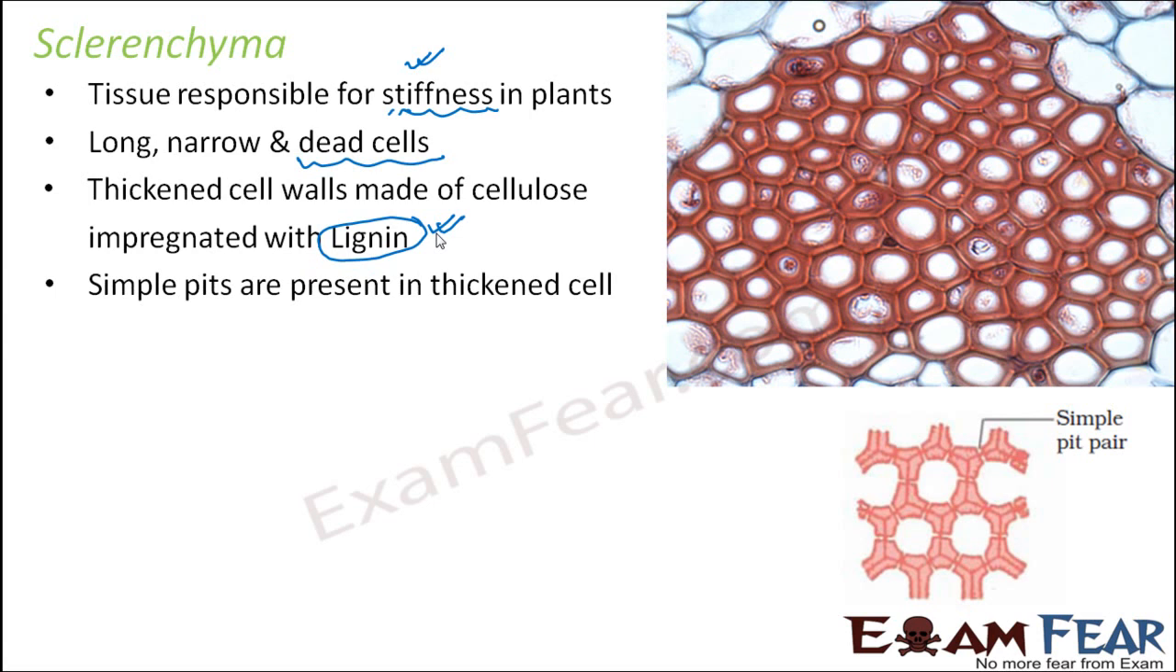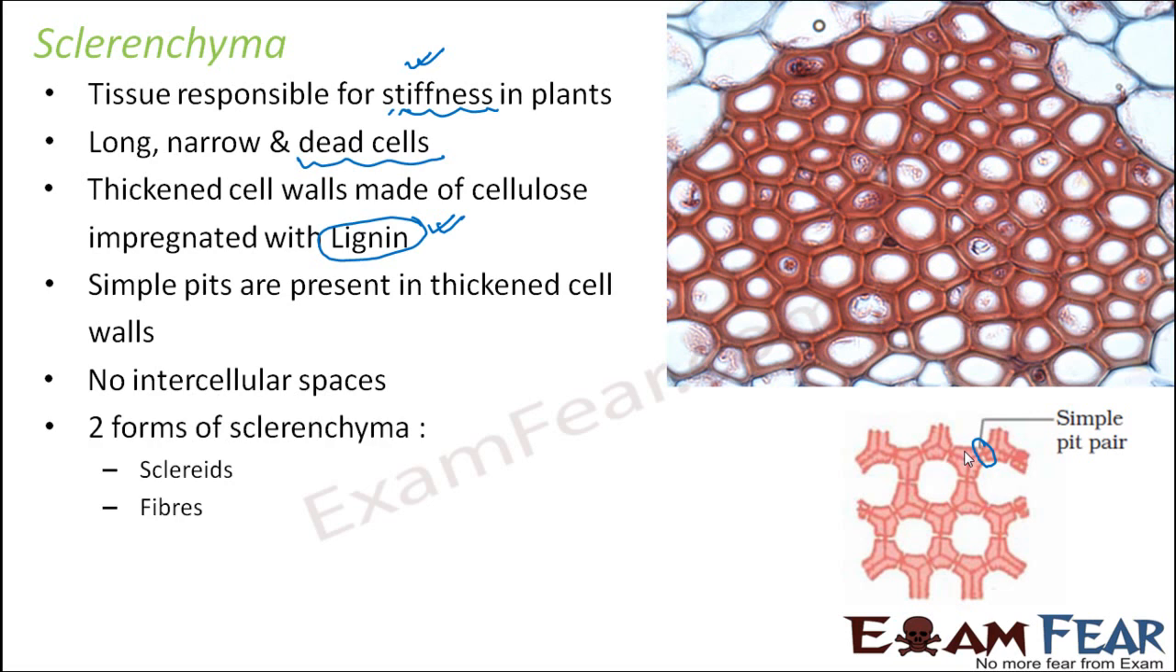Simple pits are present in thickened cell walls. So even in these thick cell walls, there are simple pits which are present. Now here if you see, that will be more clear. These are the thick cell walls, and in between that you see some small empty space, small tunnel-like structure. That is known as a simple pit. So this is used for transmission or exchange of materials from one cell to another. There are no intercellular spaces at all.